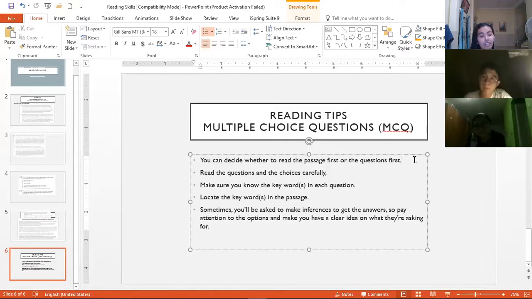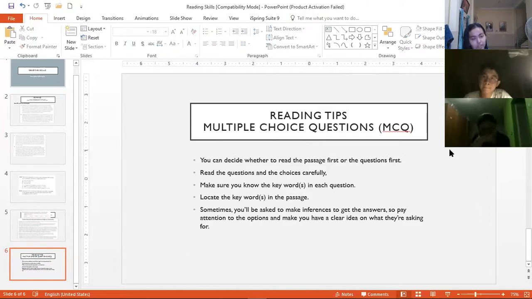That's how I do my IELTS. But you might be different from us. You might scan first, you might skim first, understand the text, and then go with the questions after. So for MCQ, as you know, we have choices given to us. Make sure you understand the choices and the questions, what they want to ask, carefully.